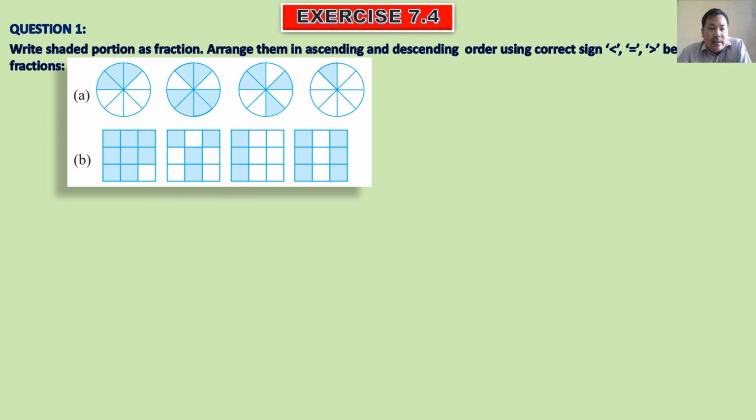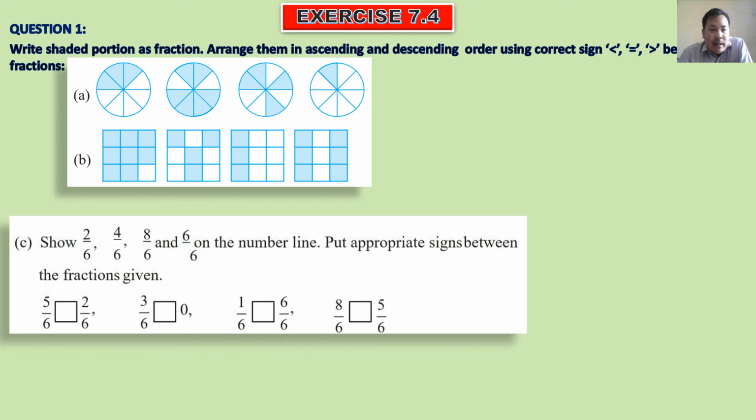Okay, next B also has four diagrams, and these 4 diagrams are all divided into equal 9 parts and have different shaded portions. According to that shaded portion, we are going to represent the fractions. And one more we have, that is C. So 2 by 6, 4 by 6, 8 by 6, and 6 by 6 on the number line. Put appropriate signs between the fractions given.